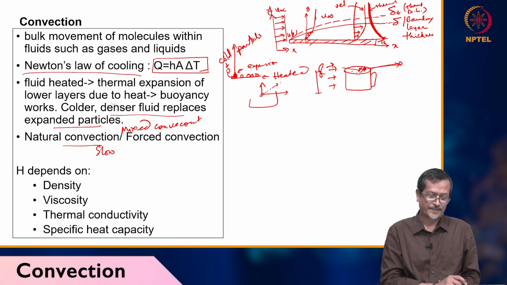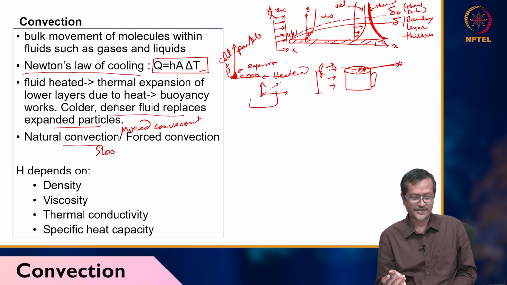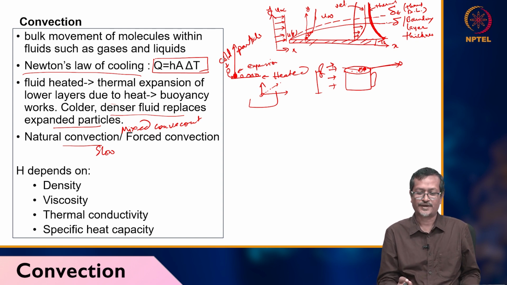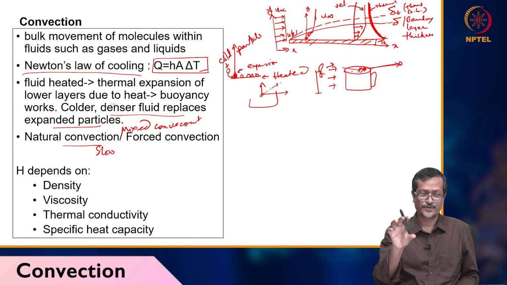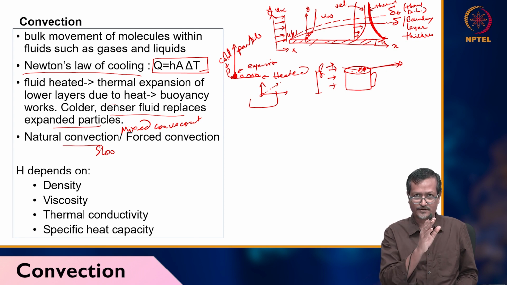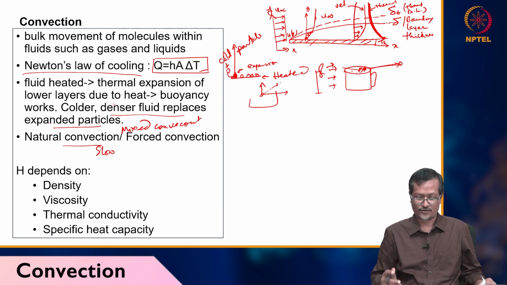The value of h depends on density, viscosity, thermal conductivity, and specific heat capacity. It is not a material property; it is actually a fluid property. Whether the fluid has very high thermal conductivity, or whether forced or natural convection is present, its h value will be increasing or decreasing accordingly.